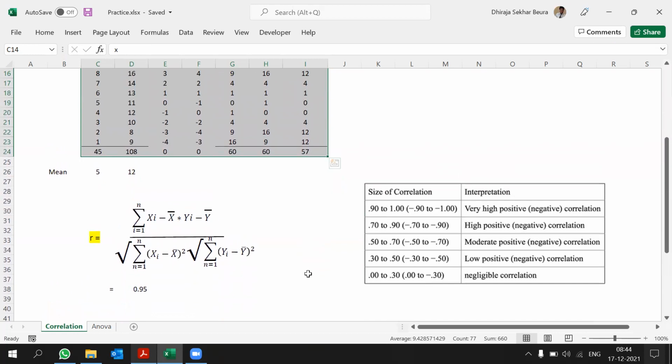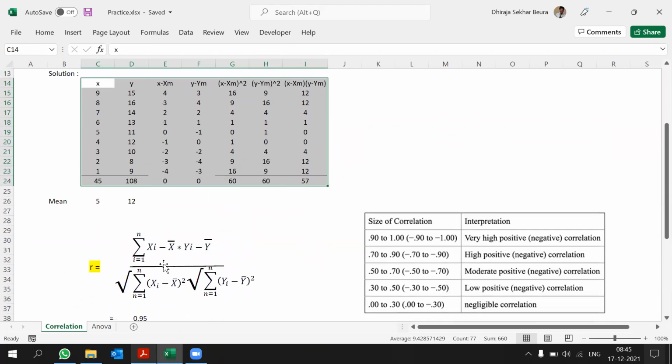Dheeraj, is it a misprint in the denominator then? It should be i equal to 1 to n, right? Sorry, come again. In the denominator, is there a misprint? Then i equal to 1 to n, it should be, right? No, I mean, both are fine, because what happens is they have taken xi minus x bar, right? x bar means mean of x, right?